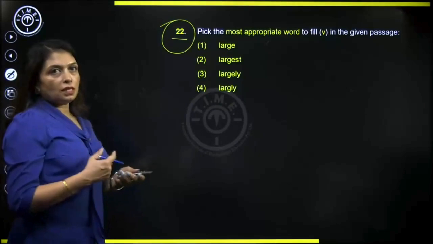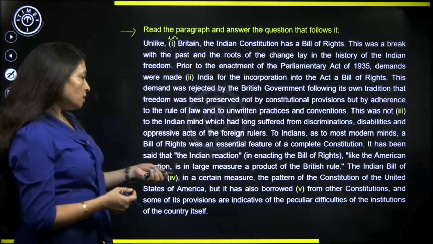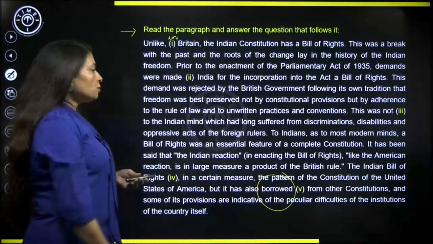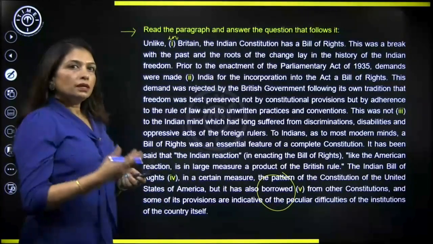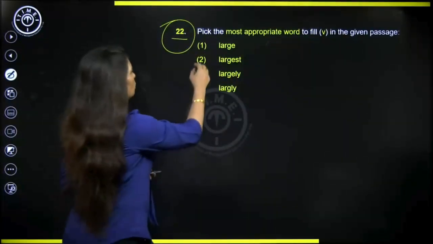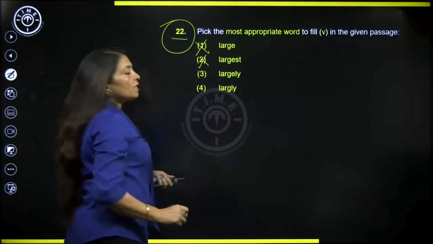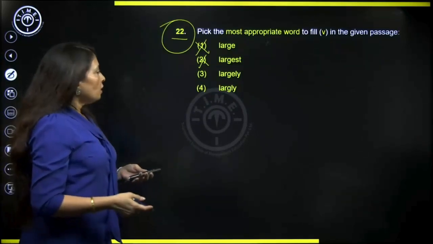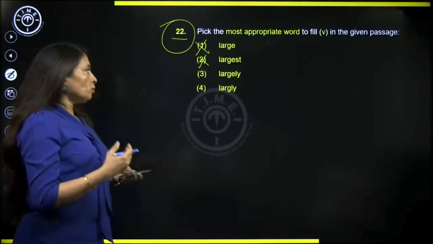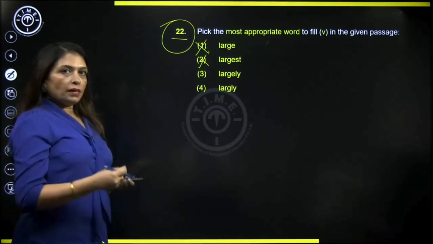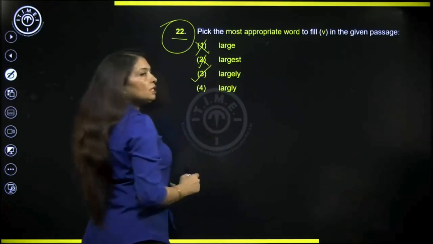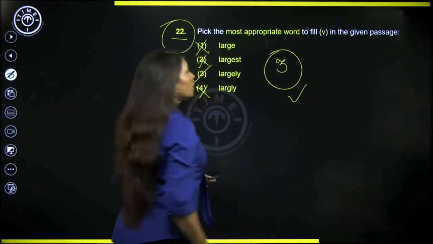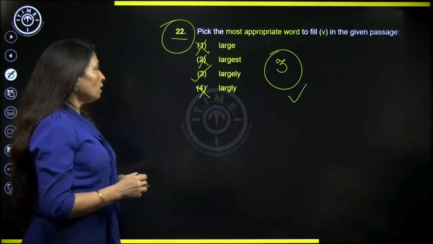No, large is an adjective and we cannot use an adjective to modify the verb borrowed. It has borrowed large? No, it has borrowed largely from other constitutions. So, we go with largely and eliminate large and largest. Both of these are adjectives and of course, largest is a superlative. Now, between the third and fourth, both of which have the same word largely but spelt differently, which is correct? It is L-A-R-G-E-L-Y and not what's given in option 4. So we have the appropriate word in option 3, which is largely.